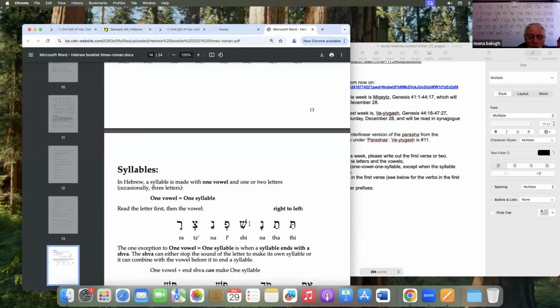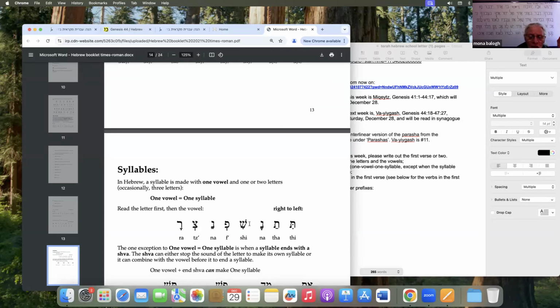The one exception to one vowel equals one syllable is when the syllable ends in this shava sound. So aleph, segol, tav, shava, you can pronounce it either as t or et. And notice it's written as a th. The tav is written as a th, but we're always going to pronounce it as a t. So it's a th as in Thomas, et.